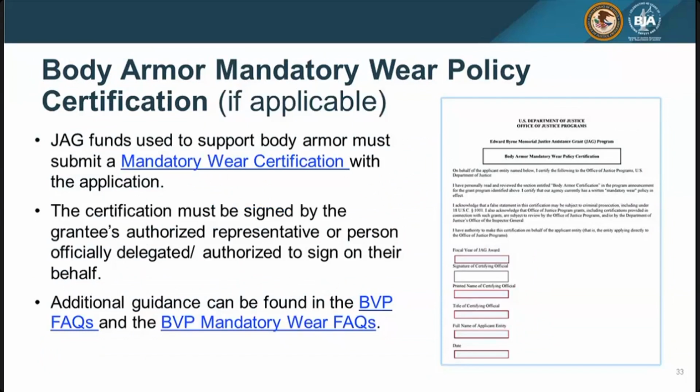Same goes for the funding used for body armor. We will need a mandatory wear certification if funds are used for this. But again, this can be submitted post-award if needed and only applies to the direct applicant or the fiscal agent. If subs are using funding for body armor, the fiscal agent should maintain this form. Additional guidance regarding the mandatory wear requirement can be found in the BVP FAQs and the BVP mandatory wear FAQs. Law enforcement agency administrators and jurisdiction CEOs can obtain a body armor model policy and issues paper by contacting the BVP help desk.